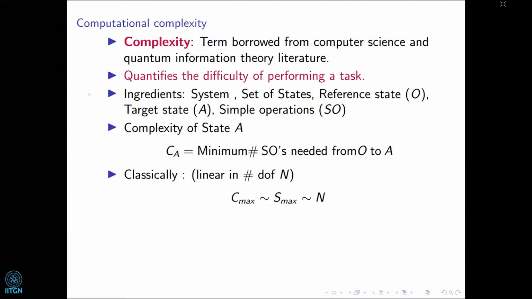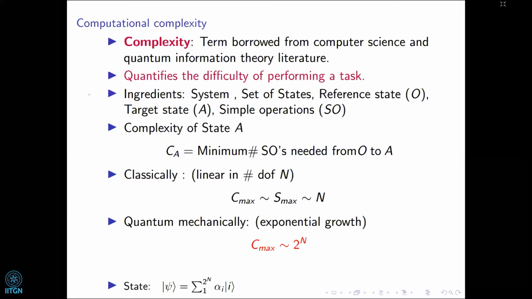Classically, the picture we have in mind is of a system of n classical bits, like classical spins or coins. The simple operation would be flipping of the spin or the coin, and there's no distinction between the complexity and the entropy. Both scale equally with the degrees of freedom.